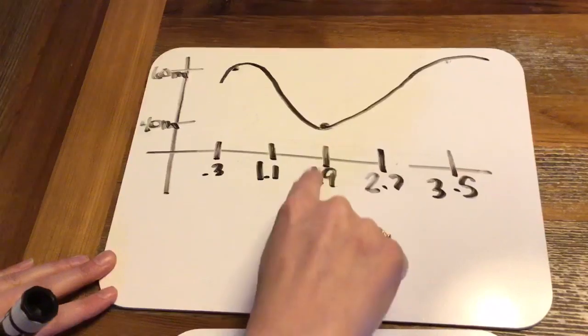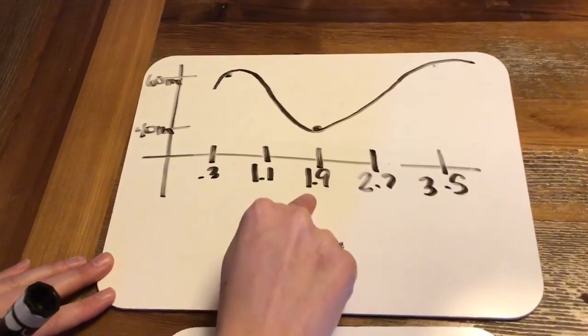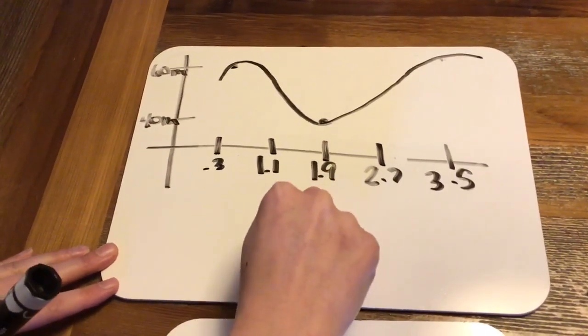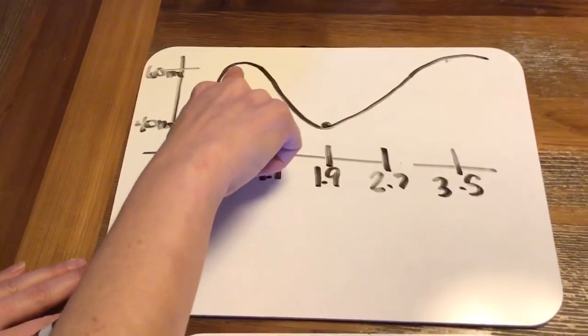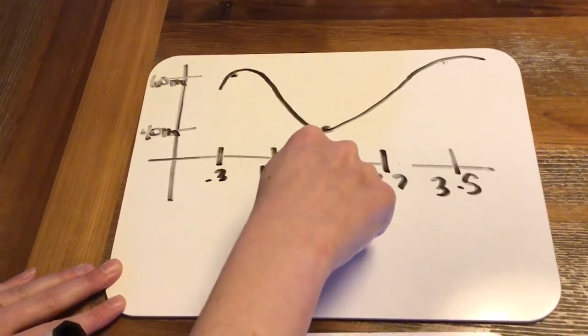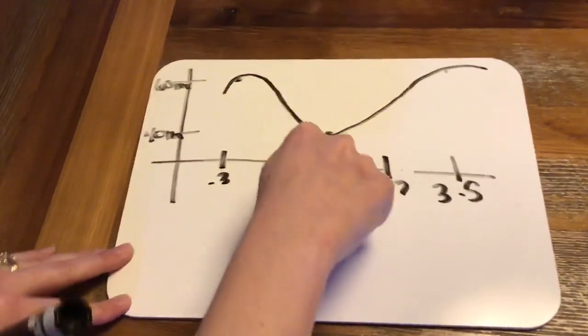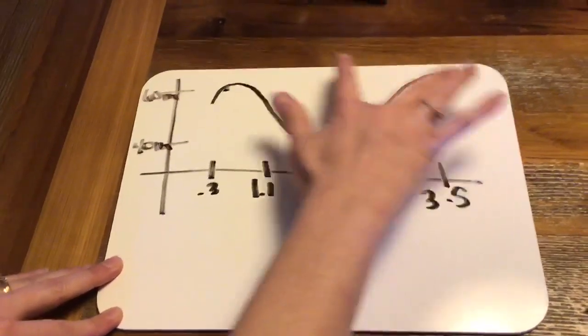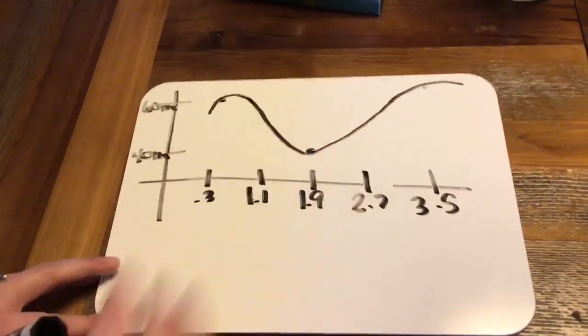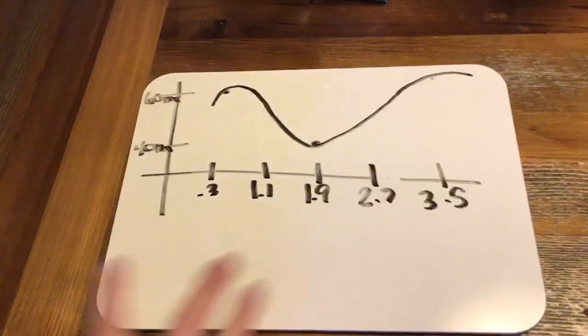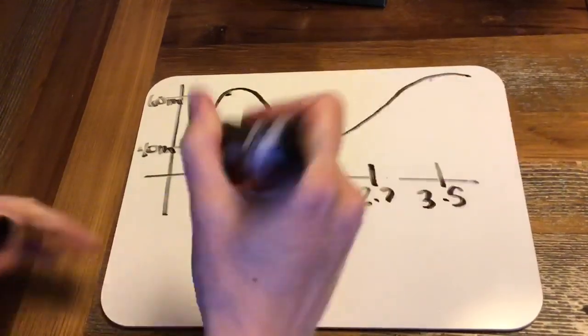Okay, so again, your period is not 1.9. That's the big misconception here. If I'm going from a maximum to a minimum, that is only half of my period. The full period would be from maximum to maximum. So if you want to use that information to figure out your period, you need to find the distance here.